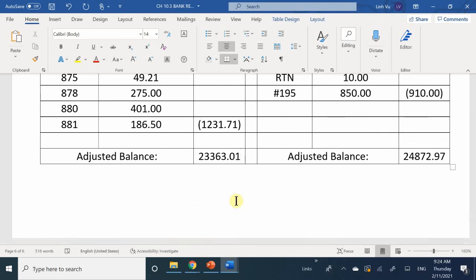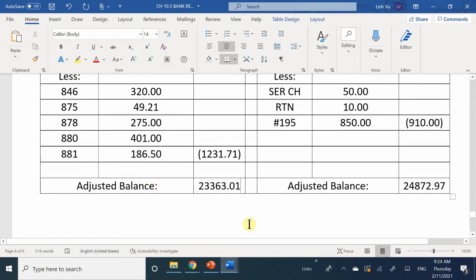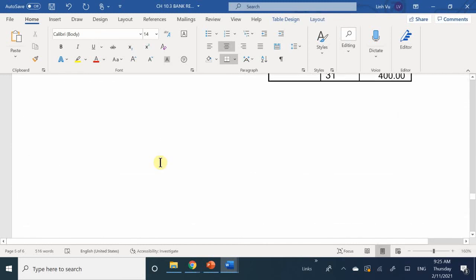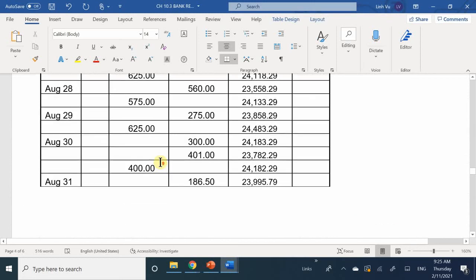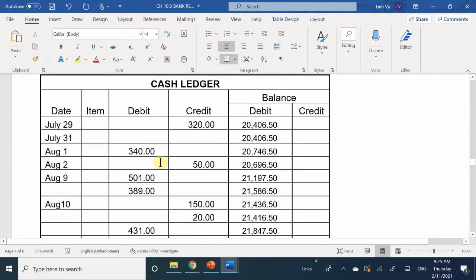All right. Now let's take a look. Did our ending balance in our bank match our ending balance in our cash? No. That means we need to find another discrepancy. So where do we even start? Well, that's the part where you're going to have to figure that out. So in this case, let's double check our check register and our cash ledger. Let's go through each one.